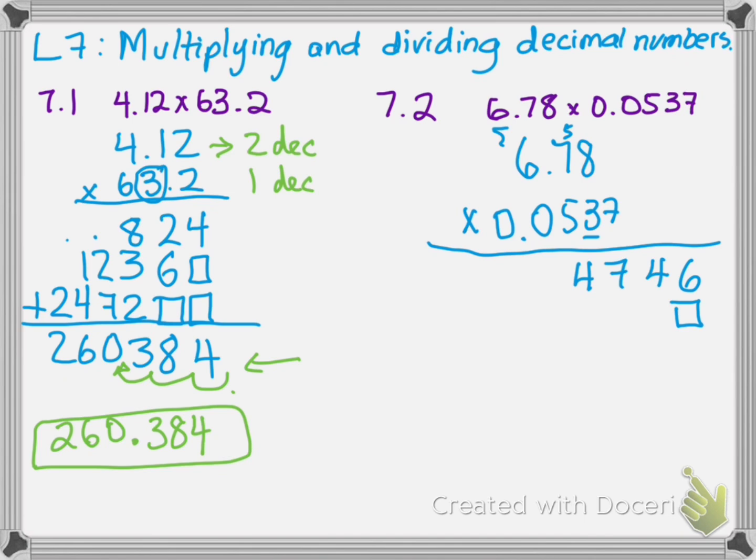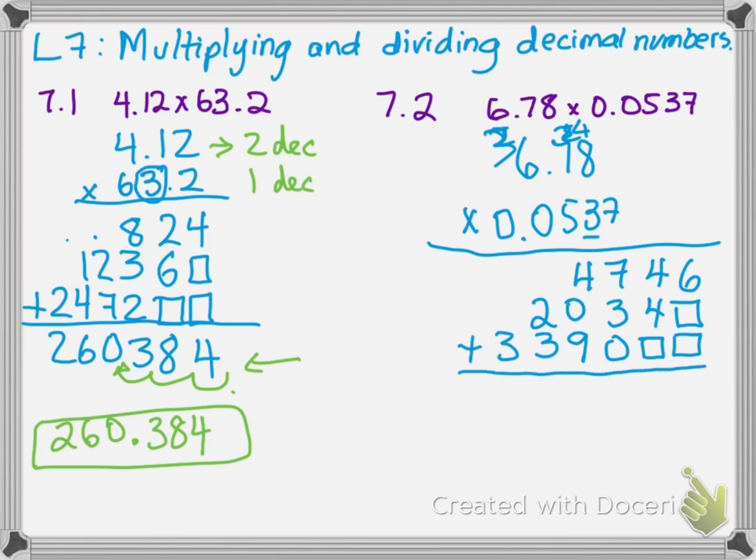So 3 times 8 is 24. We have a 2 now. 3 times 7 is 21, and 2, 23. And then 3 times 6, 18, and 2, 20. And again, we put another square. 5 times 8 is 40. 5 times 7 is 35, and 4 is 39. And 5 times 6 is 30, and 3, 33.